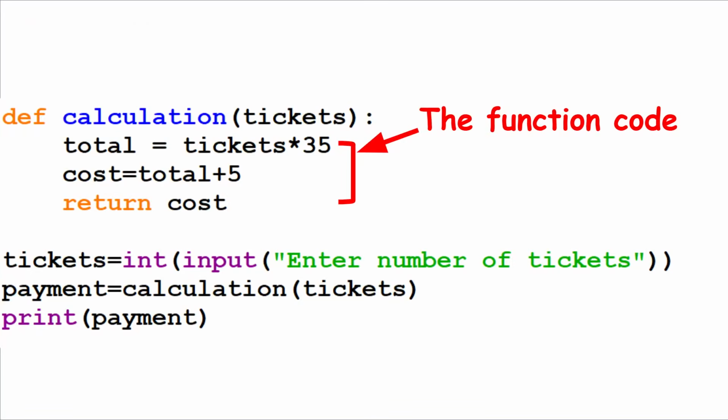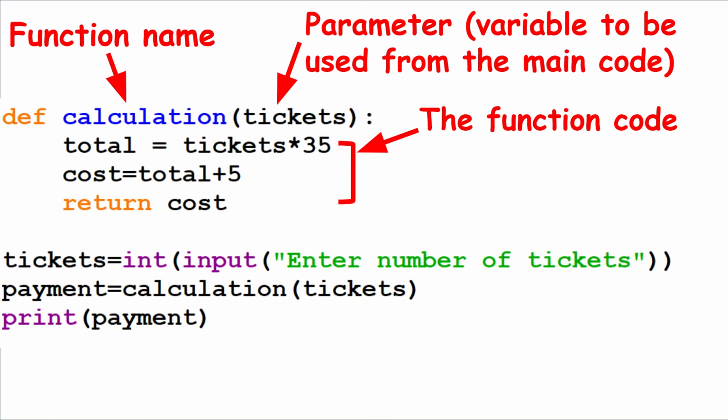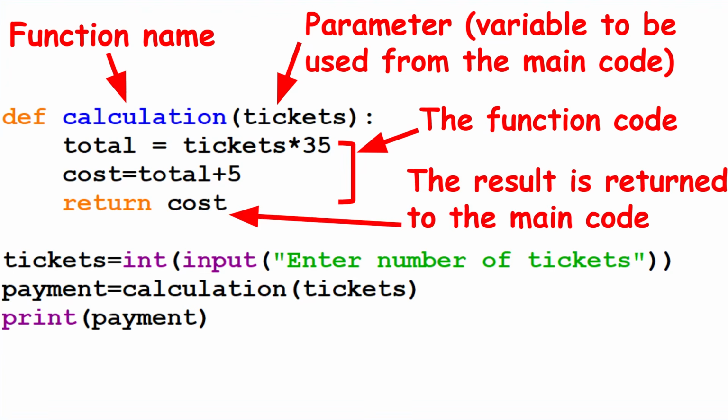And so an example here, I've got a function which I have called calculation, and my parameter is tickets. In this case, that's going to be coming in from the main program. The actual function code is indented, and you'll notice that we've got the return, and then it's returning the cost variable back into the main program. And then down the bottom, we've got our main program. So this runs first. The procedure or the function, in this case, will only run when it's called.